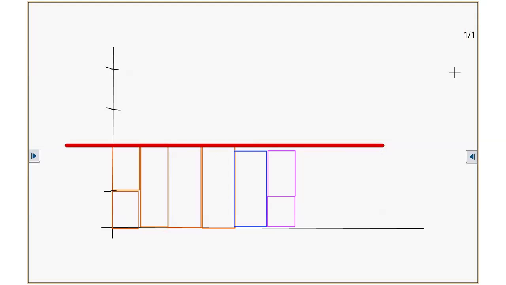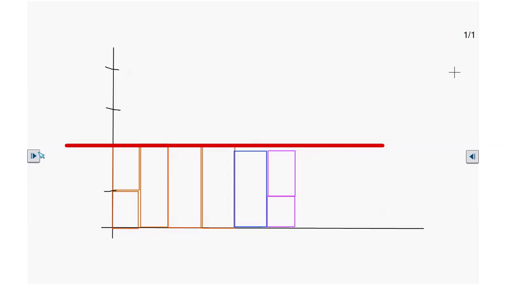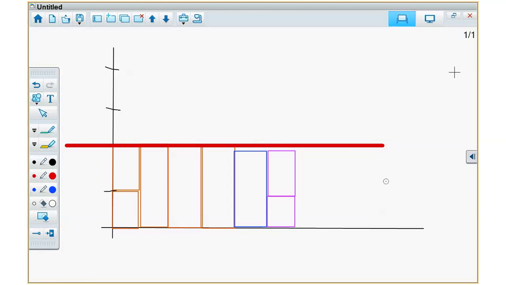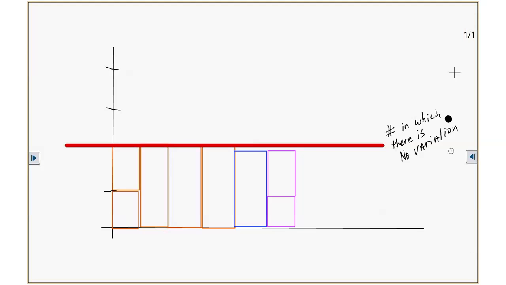Now, what does that line represent? That line represents the number in which there is no variation. Write that down. And whatever that number is, the what? Is the mean.